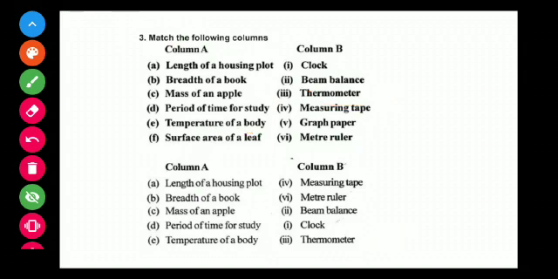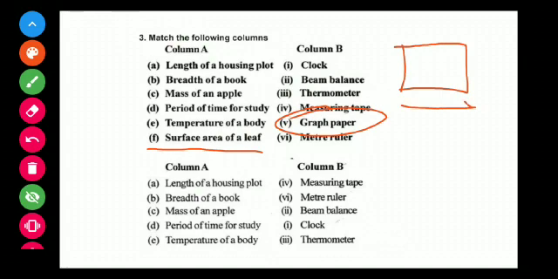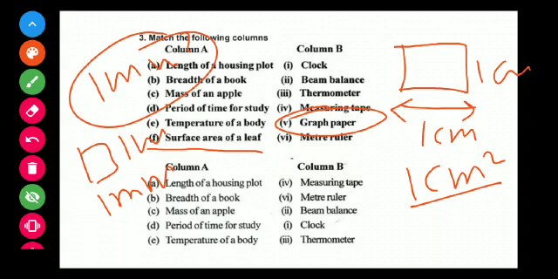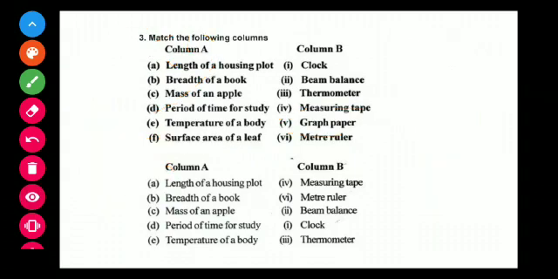Last is surface area of a leaf, and we use the graphical method to measure the surface area of a leaf. And what is the graphical method? In graph paper there are two types of boxes. The length of this box is 1 centimeter, therefore the area of this box is 1 centimeter square, and for the small box the side is 1 mm, so the area of the small box is 1 mm square. We count the number of large boxes and small boxes, and we get the area of the leaf. This is your graphical method.